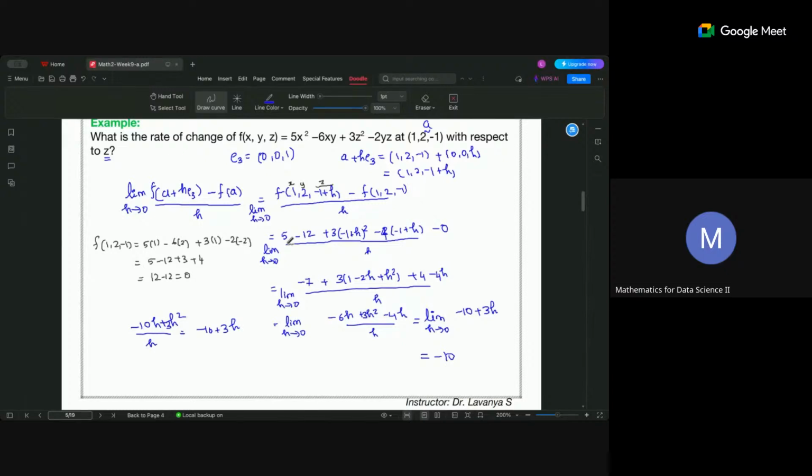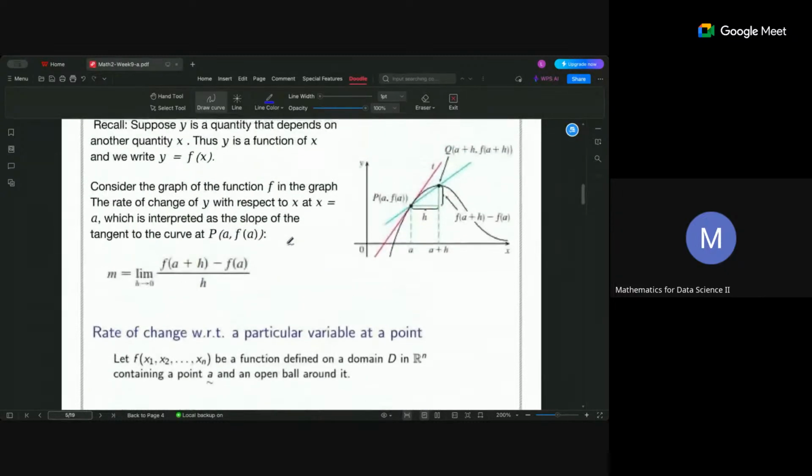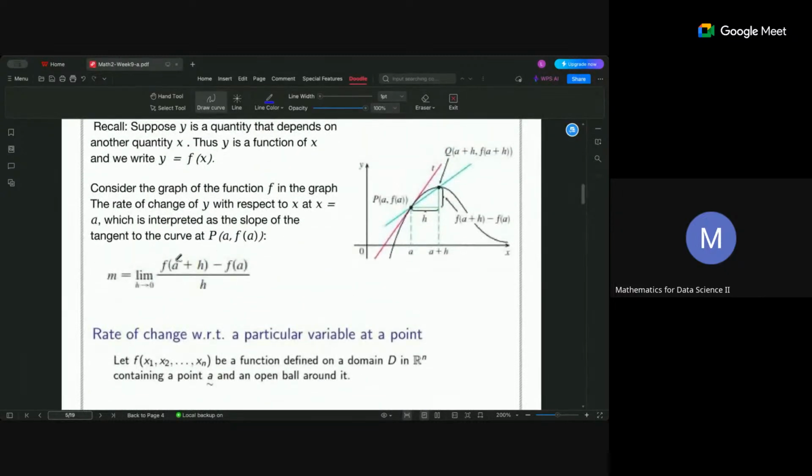But see here, this is the definition of finding the slope of this curve at this point. Suppose you are having some polynomial, maybe x squared plus 2x. How do you find the derivative? Do you apply this formula? You can easily differentiate and get 2x plus 2, right? Yes.